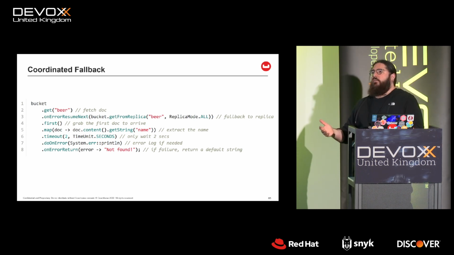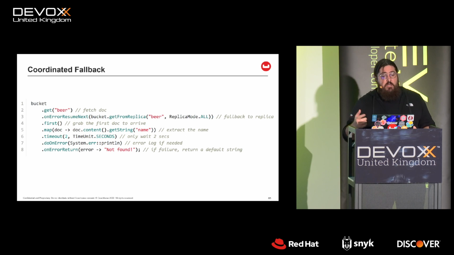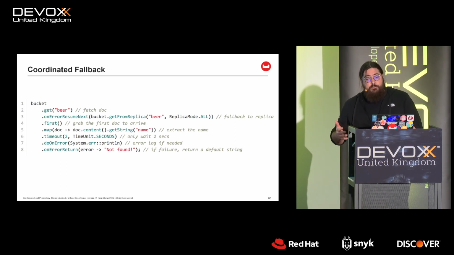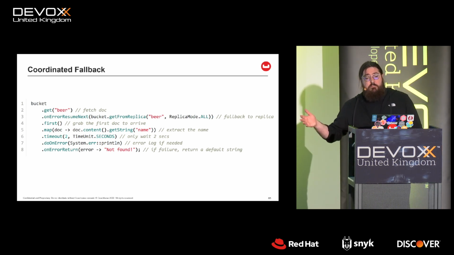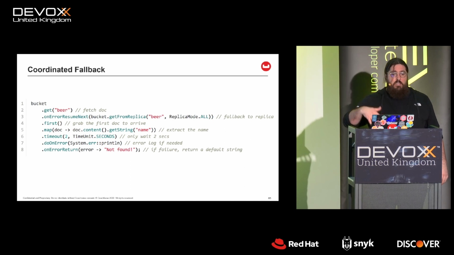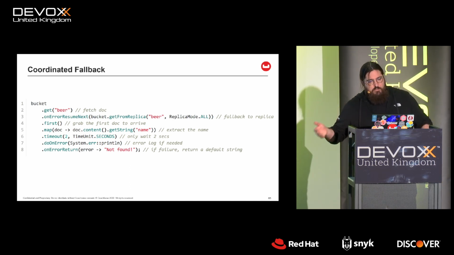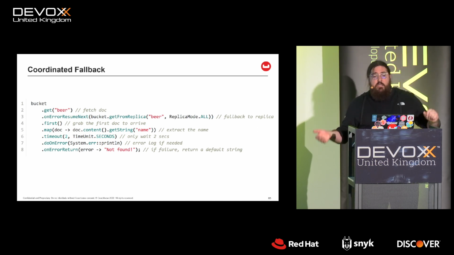Let's say document beer is not available. I know it exists, but let's say it's not available because you have a network issue. If there's an error, I'm going to assume that it was a document not found exception, and I'm going to do get from replica. Fine, and I'm going to get the first one. Then I'm going to change it, and then make sure that everything happens in 2 seconds.